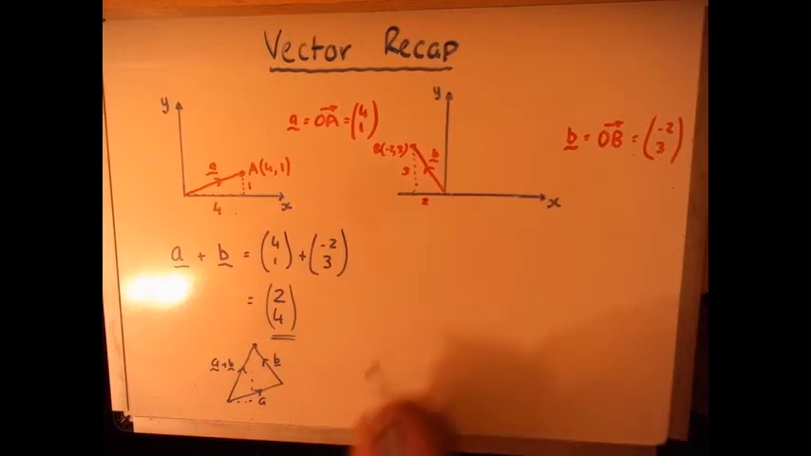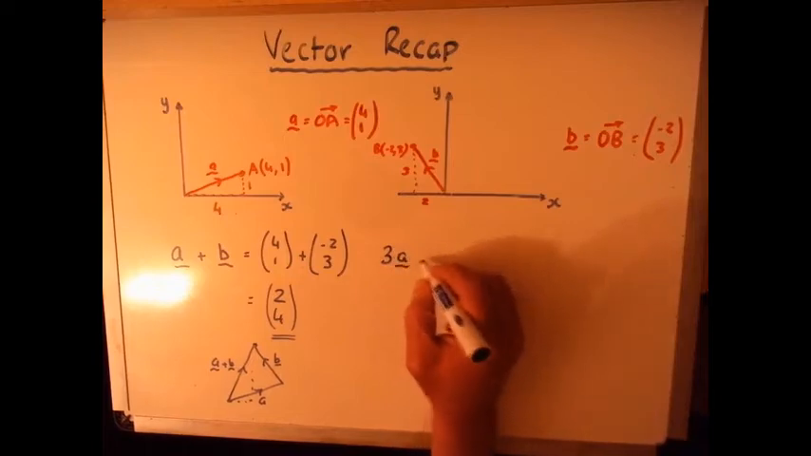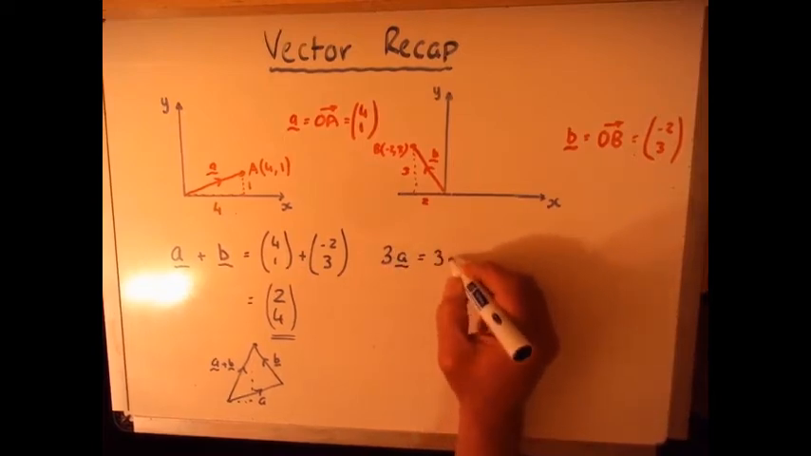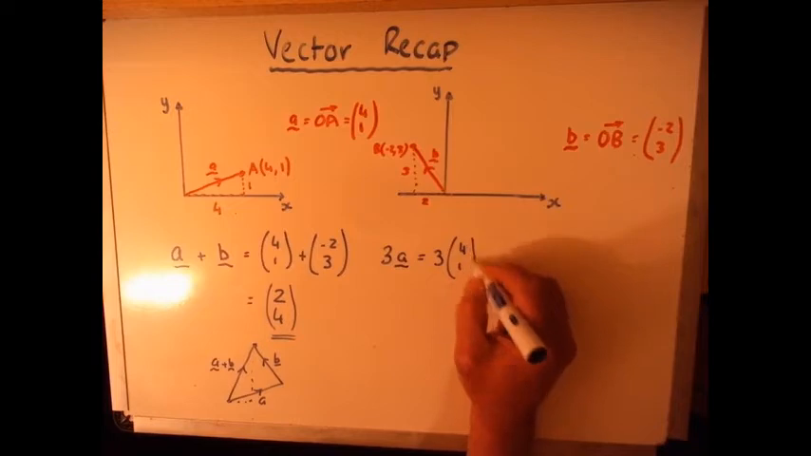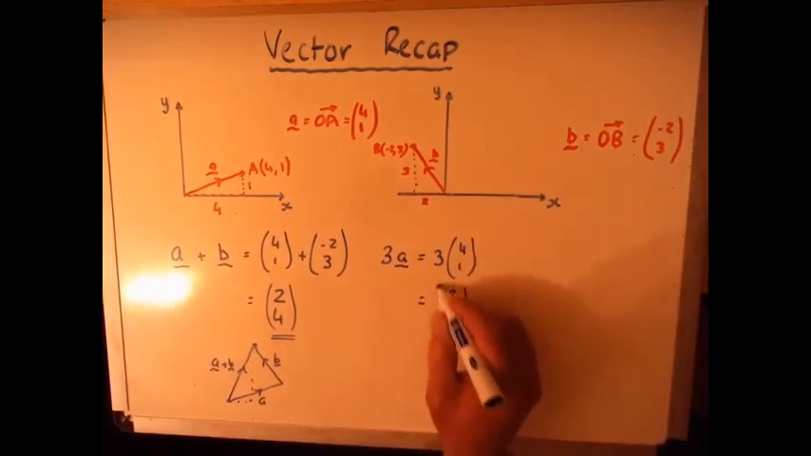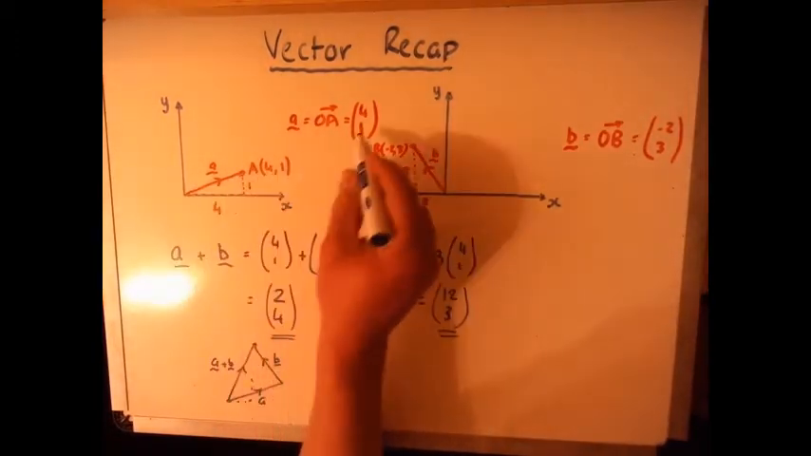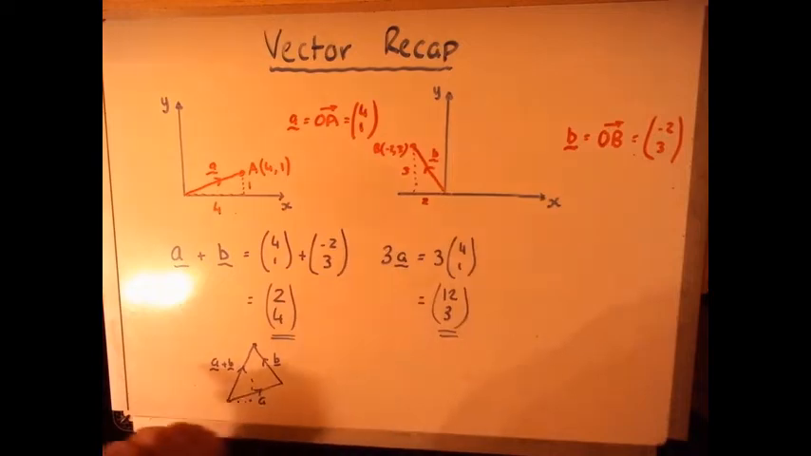You should also be able to multiply by a scalar. So for example, 3a, if I wanted 3a, that just means 3 times the components of a. So it would be (12, 3). So that's just doing vector a 3 times. I'd have to go 12 along and 3 up.